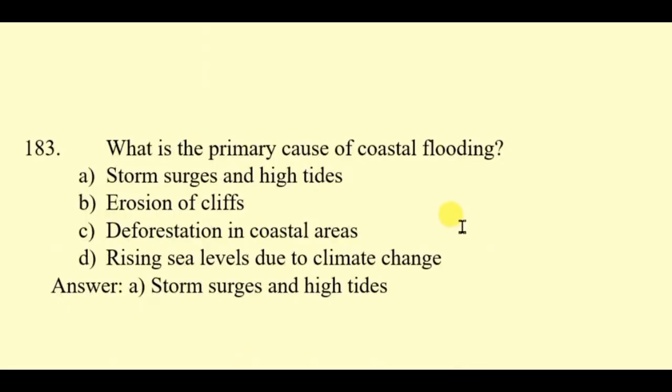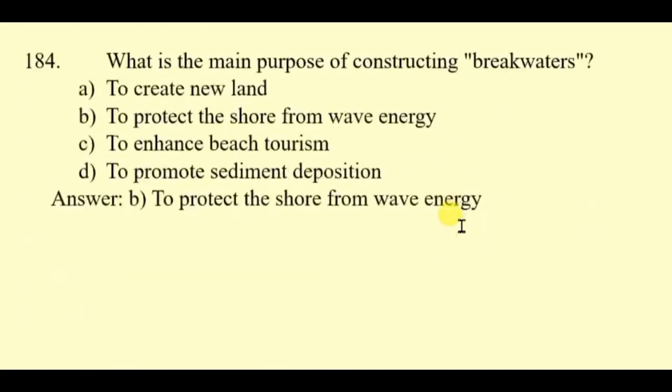Question 183. What is the primary cause of coastal flooding? Storm surges and high tides, erosion of cliffs, deforestation in coastal areas, rising sea levels due to climate change. Here the right answer will be storm surges and high tides.